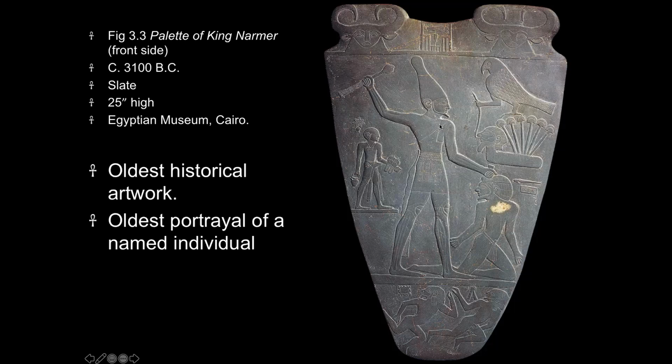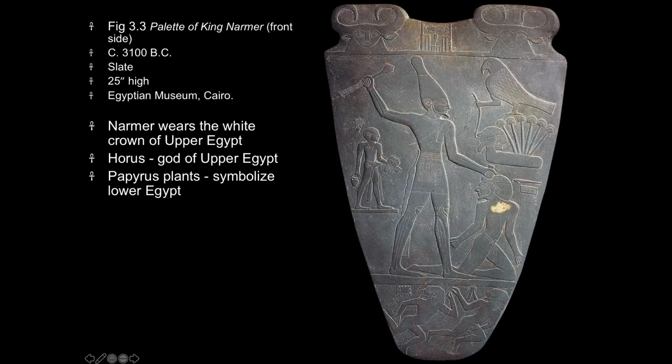And it's not only the oldest historical artwork. There was writing before this, but not on art. It's also the oldest portrayal of a named individual. So Narmer is our named individual. You can see some things that are going on here on the front right away as far as the characteristics of Egyptian art. So Narmer, he wears the white crown of Upper Egypt. When we look at the backside, we'll see the other crown.